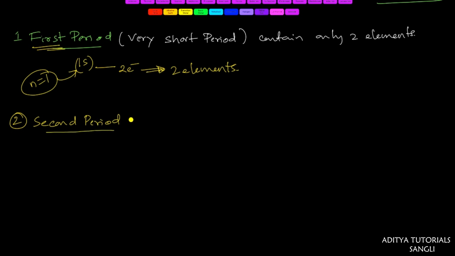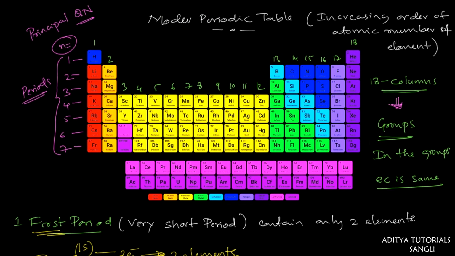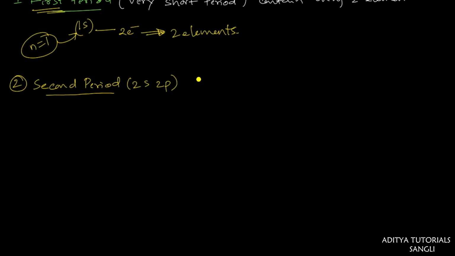In the second period, the electronic configuration should be 2s and 2p. This is the second period, right? You can notice in the periodic table how many elements there are: lithium, beryllium, boron, carbon, nitrogen, oxygen, fluorine, and neon. There are a total of 8 elements, and therefore it is called a short period. So short period, and it contains a total of 8 elements.